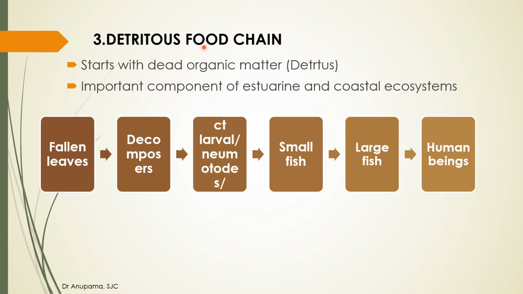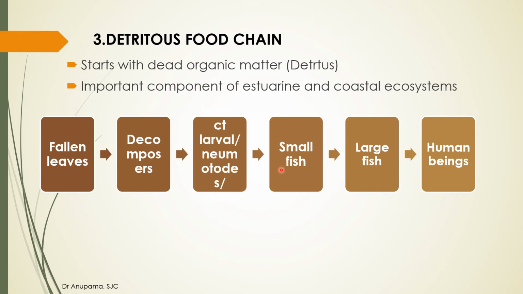We also have a detritus food chain. Detritus food chain is about the dead decaying organic matter, and this becomes very important when it comes to estuarine and coastal ecosystems. So you have all these fallen leaves and all. These fallen leaves have to be decomposed, and decomposers come there. These decomposers can be eaten up by the larvae or the nematodes which are present there.